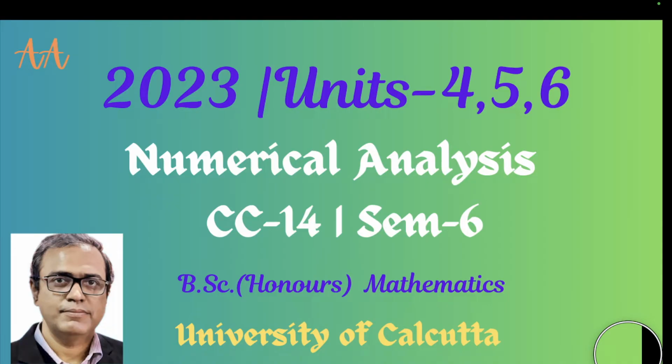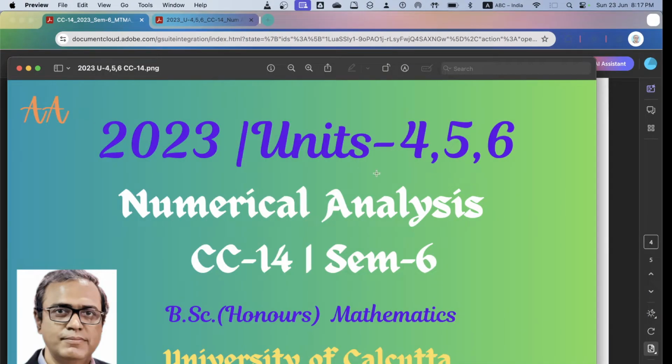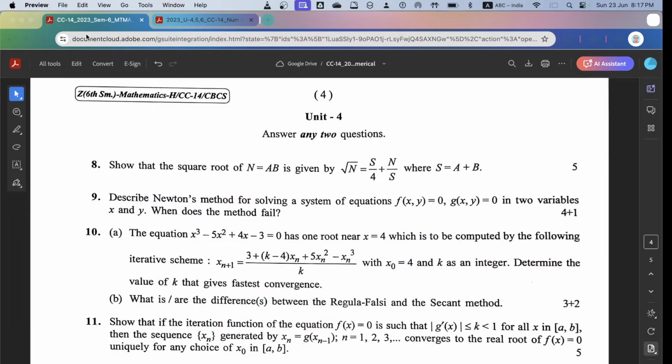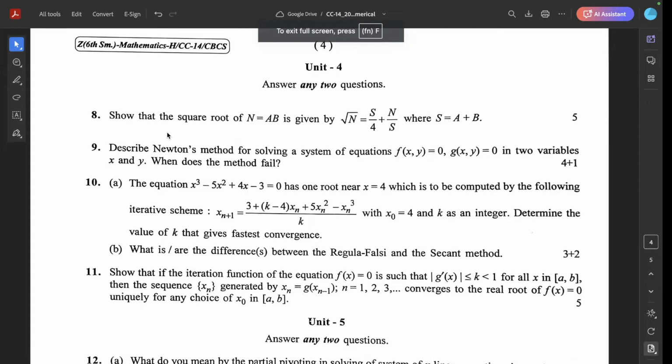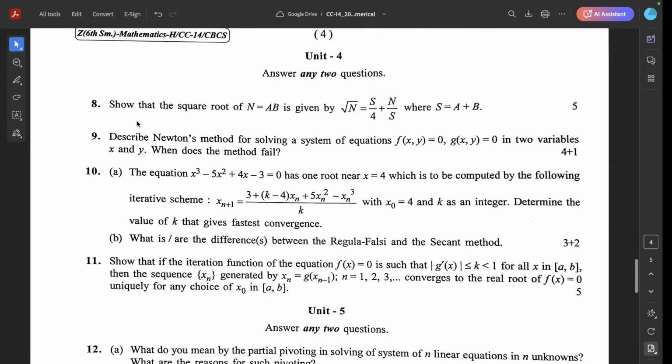Numerical Analysis 2023, Units 4, 5 and 6, Paper CC-14, Semester 6, B.Sc. Honours in Mathematics, University of Calcutta. Question paper 2023, Unit 4. Show that the square root of n, where n equals ab, is given by square root of n equals s by 4 plus n by s, where s equals a plus b.